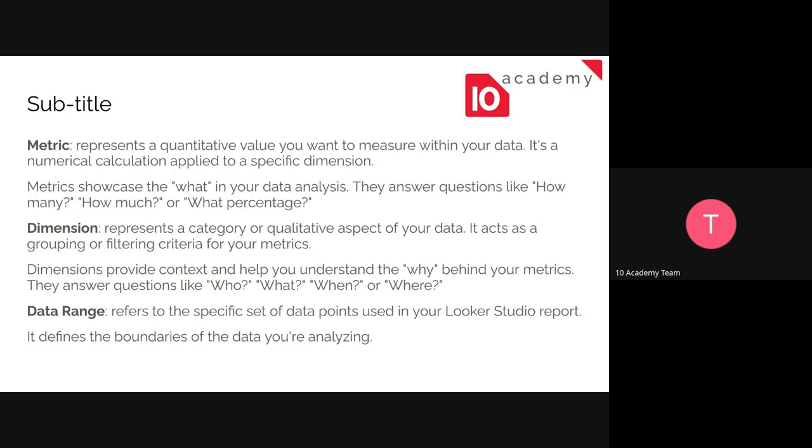So depending on our dimension, we will group and filter our metrics. These dimensions could be text or number. You are not limited in the dimension sense. And the final one, as the name implies, is the range. The data range refers to the specific points that we are going to use in our report. It defines the upper and lower boundaries of what we are trying to analyze.